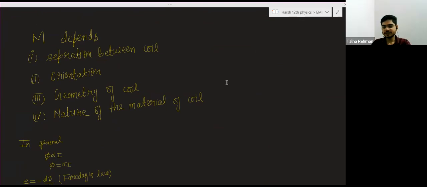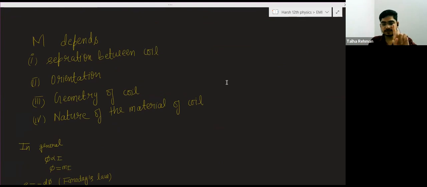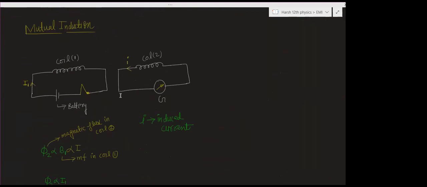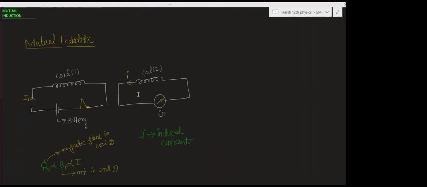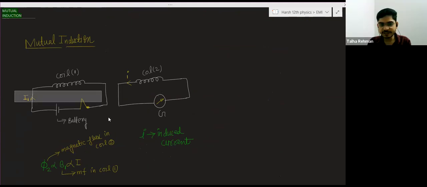What is mutual induction? When there is a change in current in one coil, there is an induced current in another coil. And if someone asks why there is an induced current in another coil, it is because, see here, there is no physical connection. You are changing current in this coil.